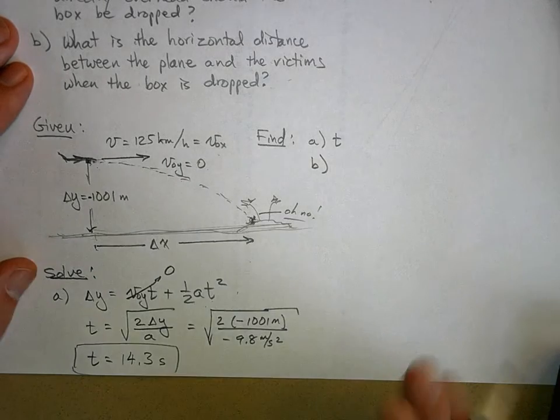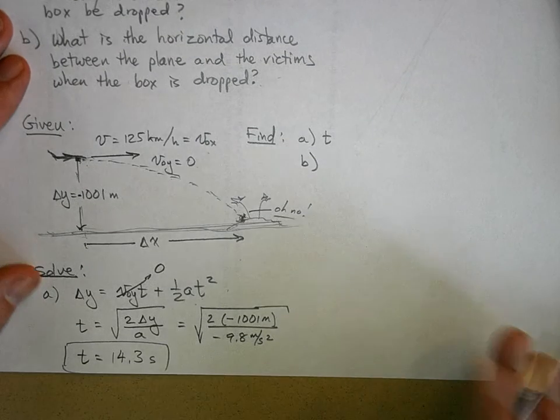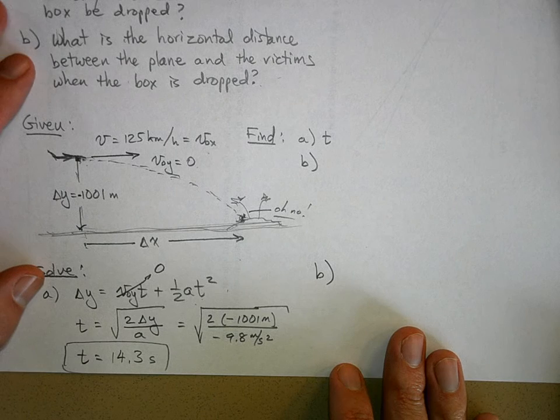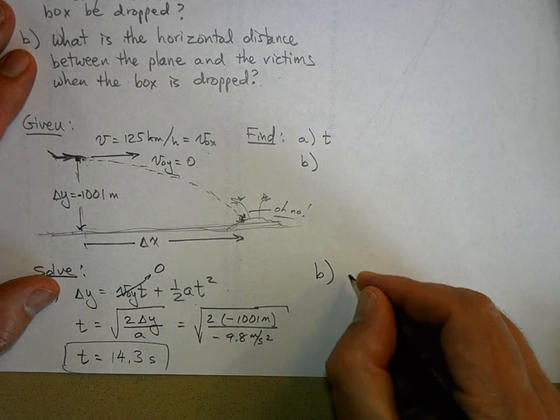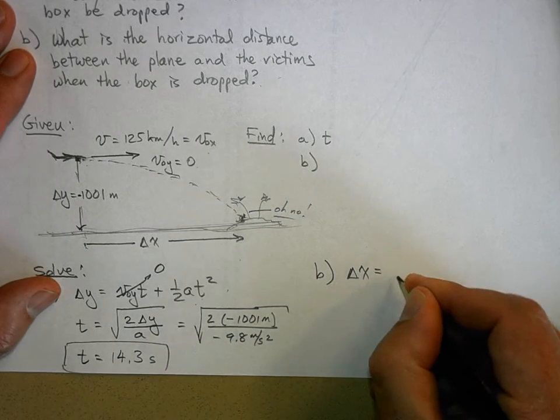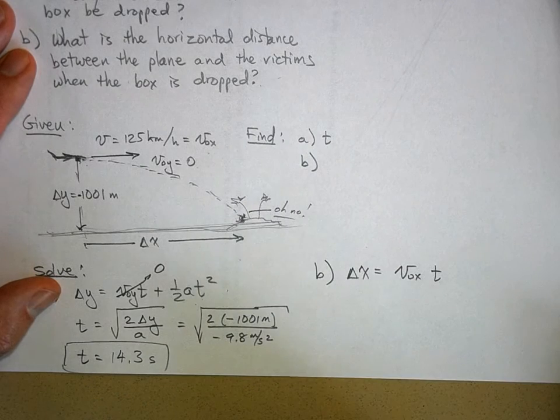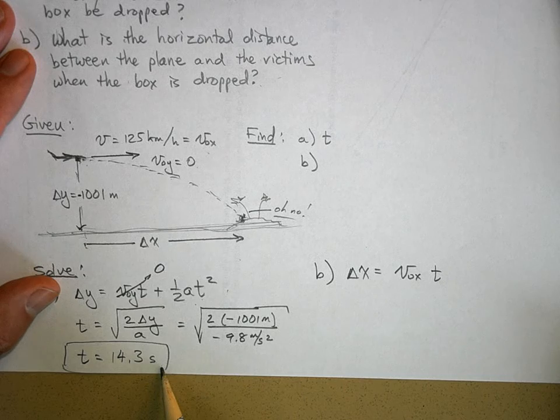Now, let's do part B. Delta x equals v naught x times t. Now we know t. Here, we know the time.